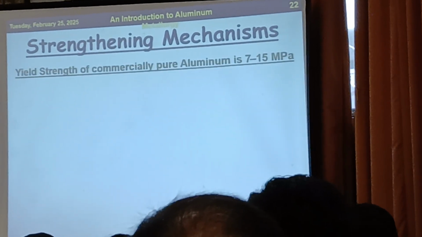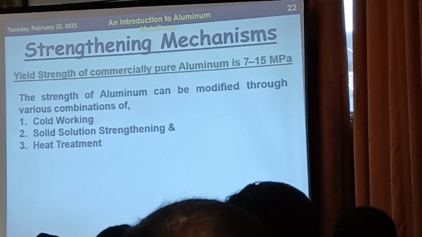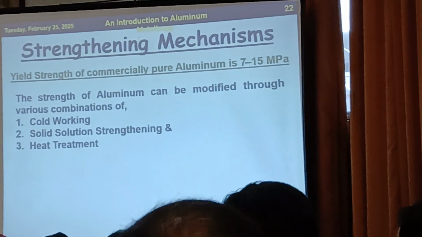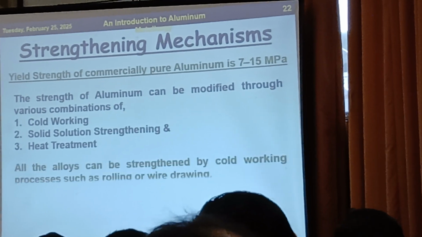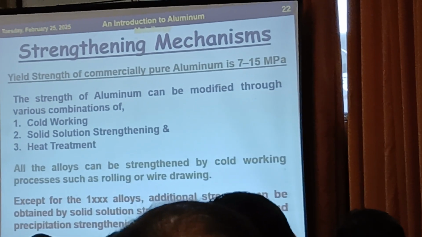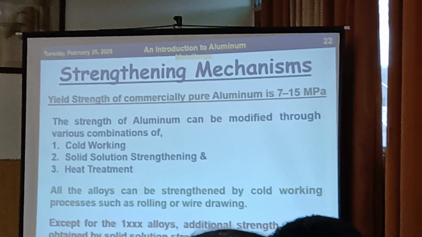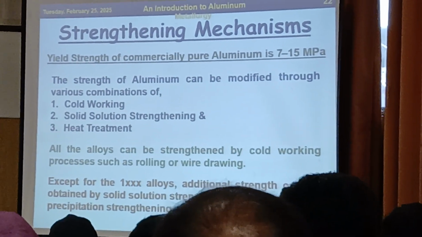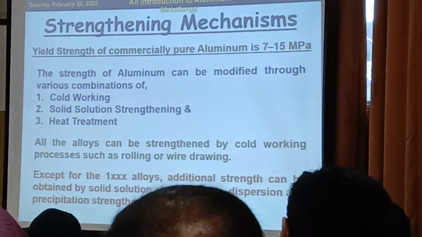Strengthening mechanisms were very well described by Dr. Gulayat Hussain. First, just to recap, the strength of aluminum can be modified through various combinations of cold working, solid solute strengthening, and heat treatment. The cold working processes are rolling, forging, and drawing, wire drawing, etc. So, except for 1000 series alloys, additional strength can be obtained by solid solution strengthening, dispersion, and precipitation strengthening.